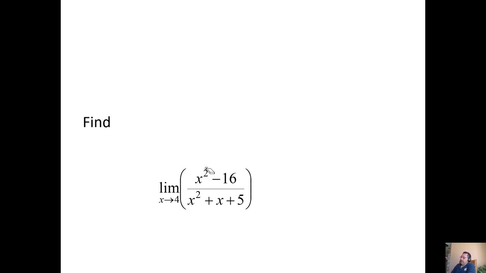Okay, if you look, the numerator is a polynomial and the denominator is a polynomial. So what the limit laws tell you is all I have to do is figure out what the numerator tends to and what the denominator tends to, and then divide the two. Because these are polynomials, to figure out what they tend to, we just plug them in. So when we plug them in, we get 4 squared.